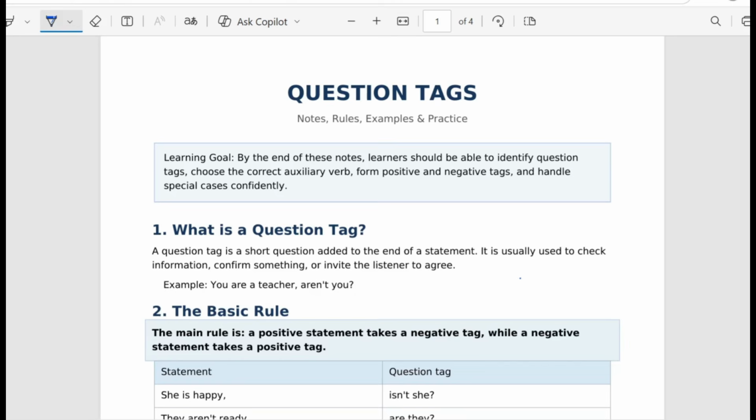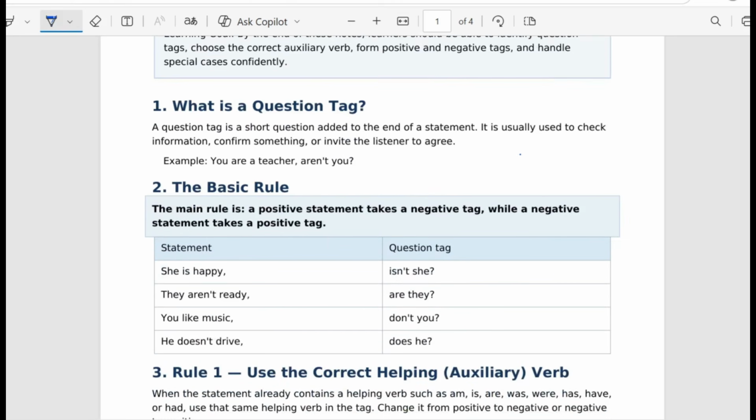The basic rule says that a positive statement takes a negative tag, while a negative statement takes a positive tag. That's the main basic rule. If the statement is positive, the tag should be negative. If the statement is negative, the tag should be positive. The first one: she is happy, isn't she? Then: they are not ready, are they?